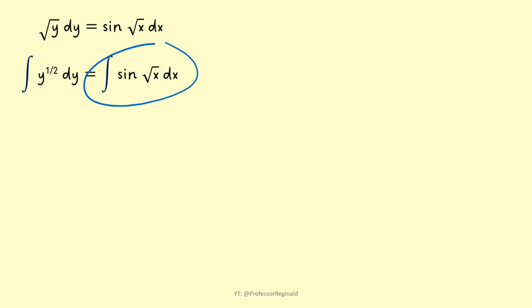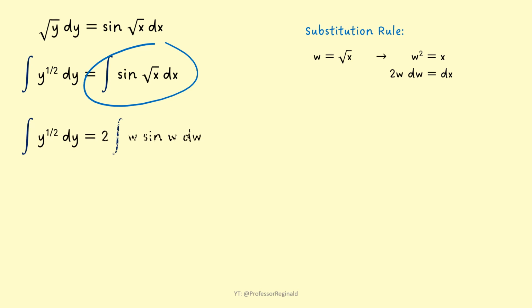For the right side, use substitution rule. Let w be the square root of x, which means w squared equals x, and 2w dw equals dx. Write the integral in terms of the new variable. Use integration by parts.